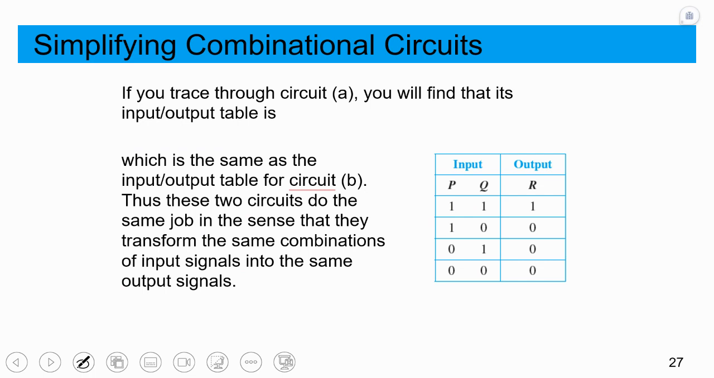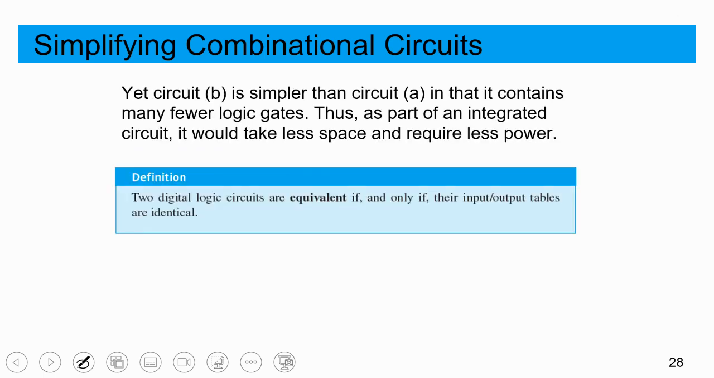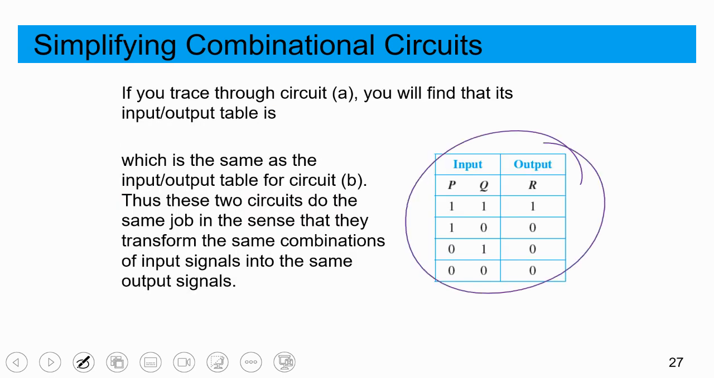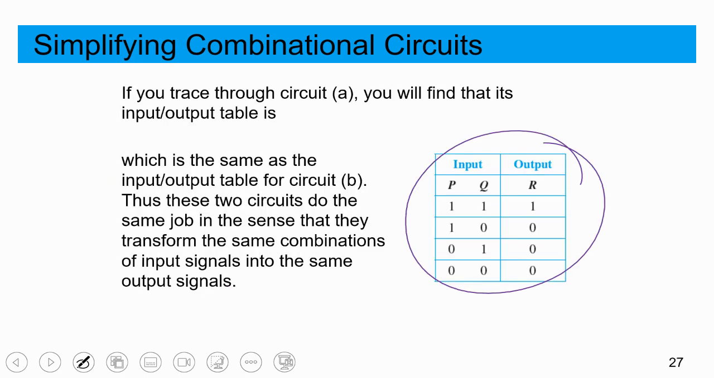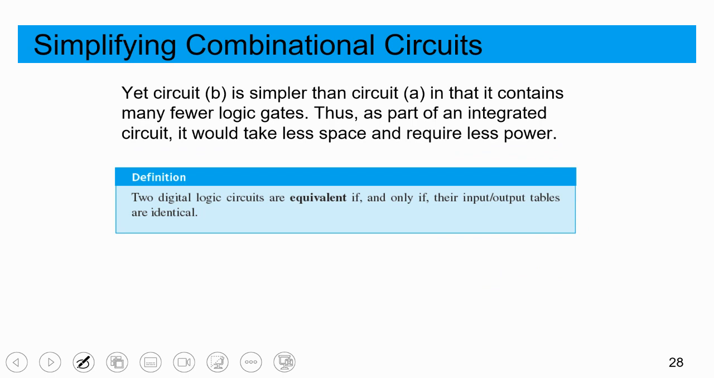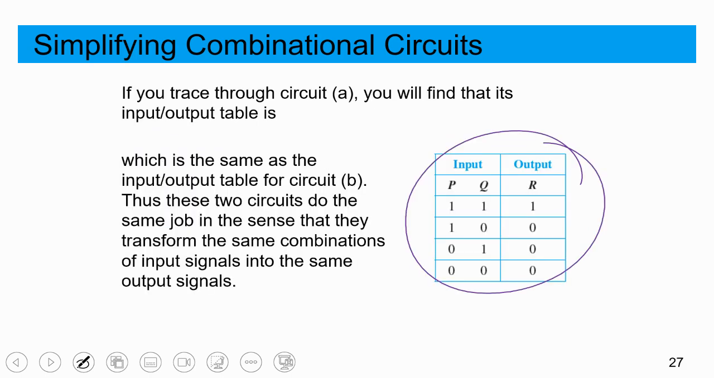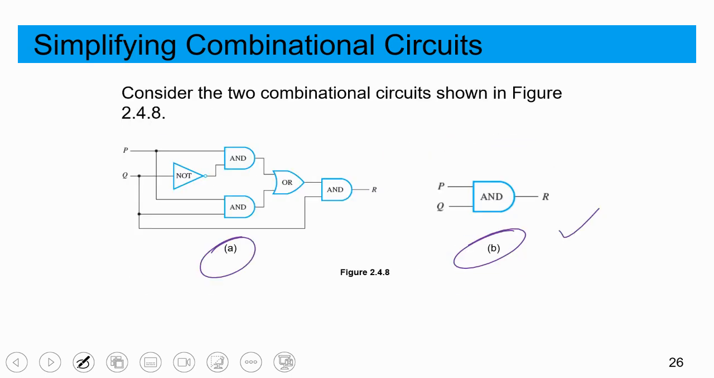If you trace through circuit A, you will find this is its input-output table. And if you trace the one for the other one, you will find it is exactly the same. So we have an equivalent table. These both have the same input-output table, so we have equivalent circuits. So simplifying circuits, again, it takes up less space, requires less power, and so often we try to find ways to simplify circuits if possible.